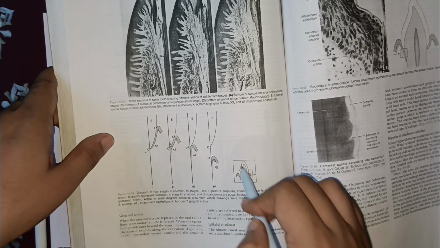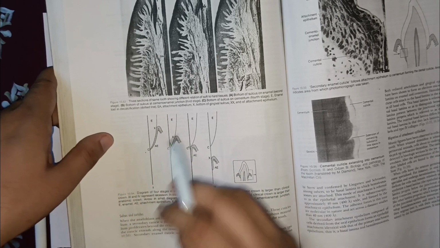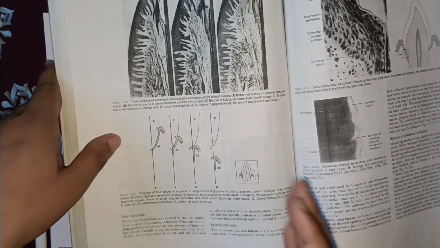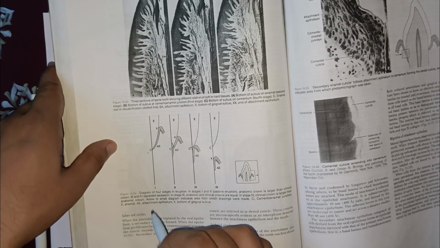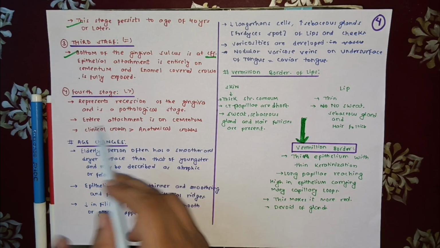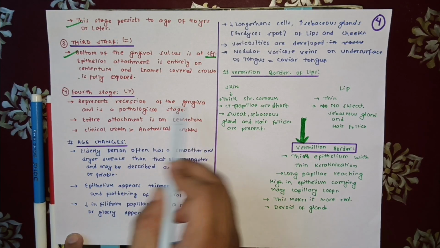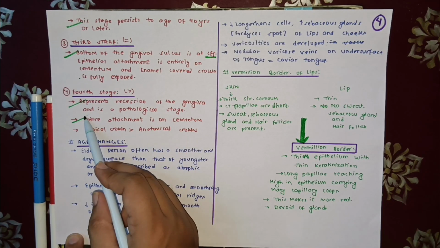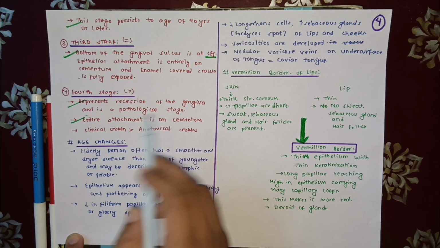So we have four different pictures, and this is a very easy concept to understand. In the exam you can just draw all those pictures and write the text below each image, then it will be better. In the fourth stage it also represents the recession of the gingiva and its pathological state: entire attachment on the cementum, and the clinical crown is greater than the anatomical crown.